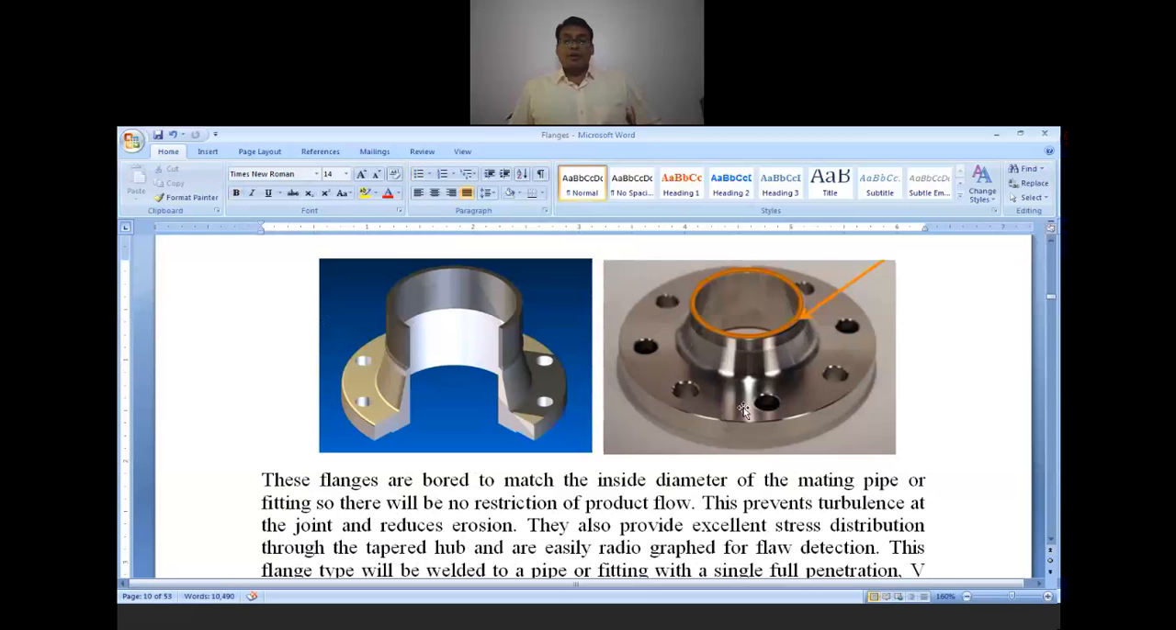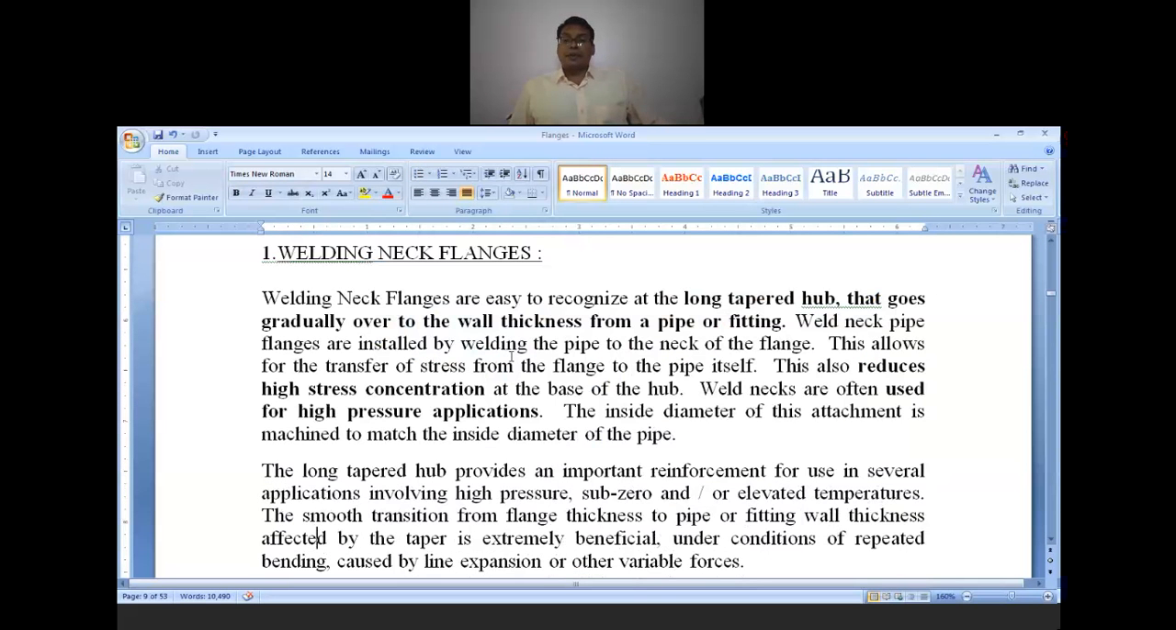The long tapered hub that is provided. Here also, the long tapered hub is provided to the basic flange, and this hub is welded to the pipe. So the long tapered hub goes gradually over to the wall thickness from a pipe or a fitting.